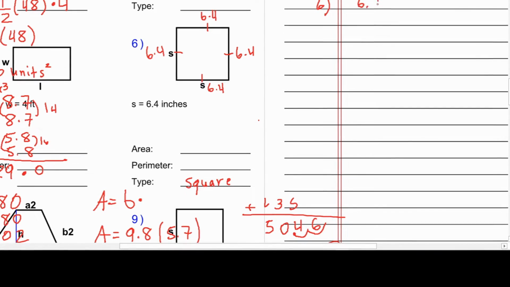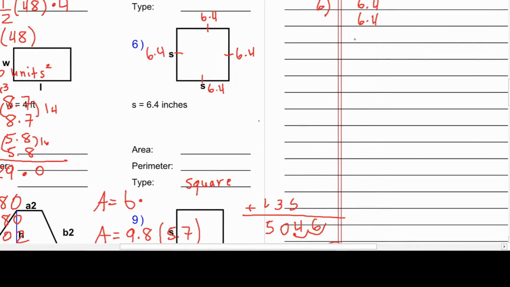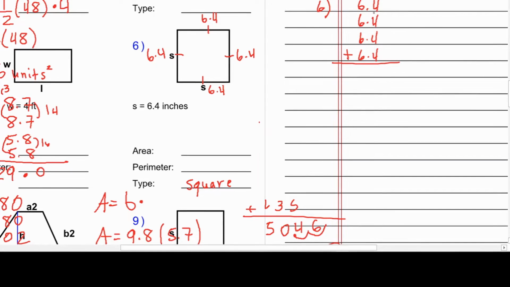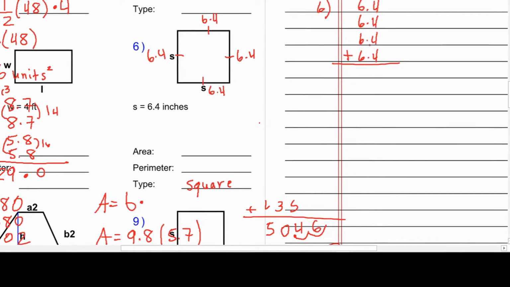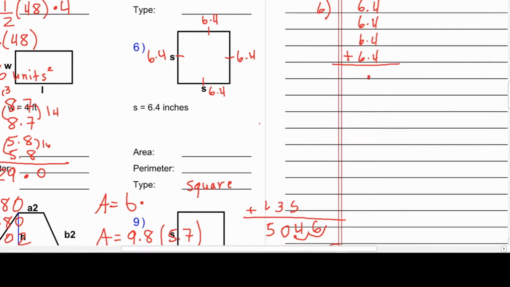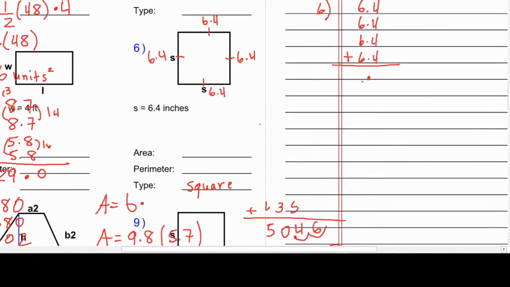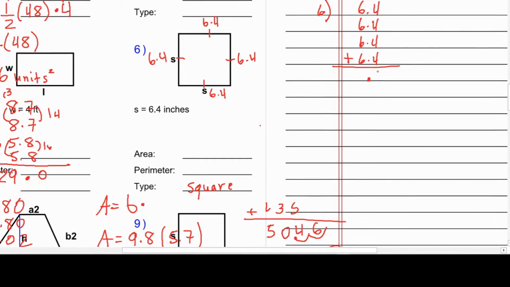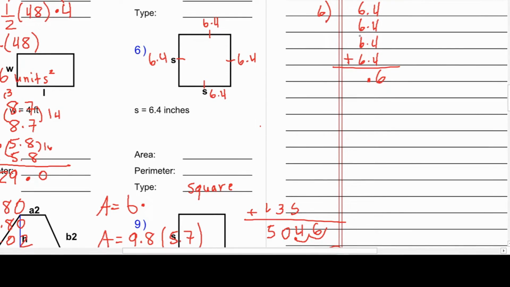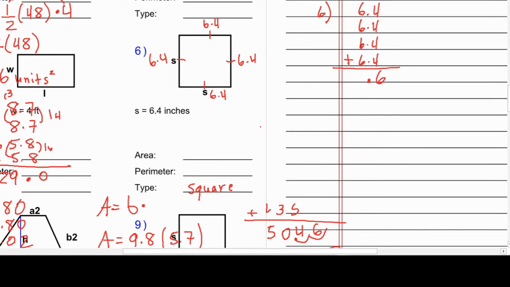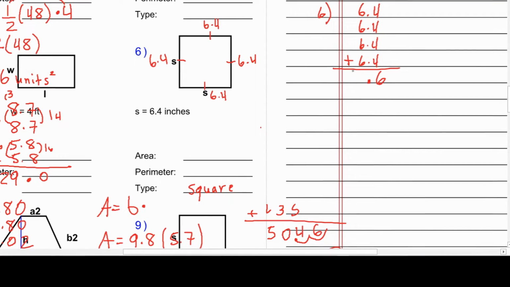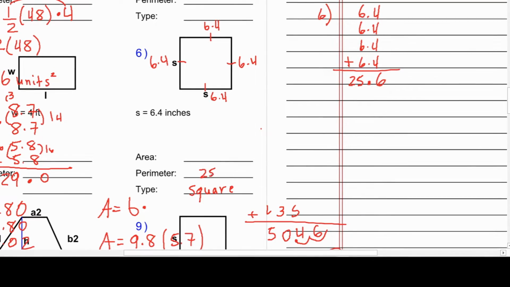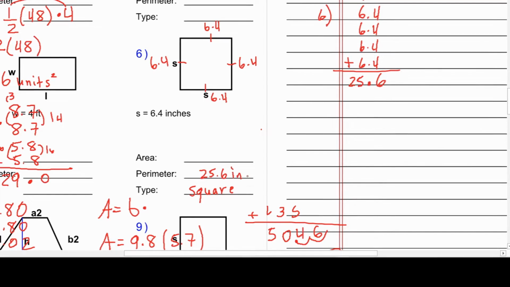That is, we're going to do 6.4 plus 6.4 plus 6.4 plus 6.4. Similarly, you could have done 6.4 plus 4 if you wanted to. It's really up to you. But in this case, drop down your decimal to start. 4 plus 4 is 8, plus 4 is 12, plus 4 is 16. So carry your 1. 6 plus 6 is 12, plus 6 is 18, plus 6 is 24, plus 1 is 25. So we can see its perimeter is going to be 25.6 inches.